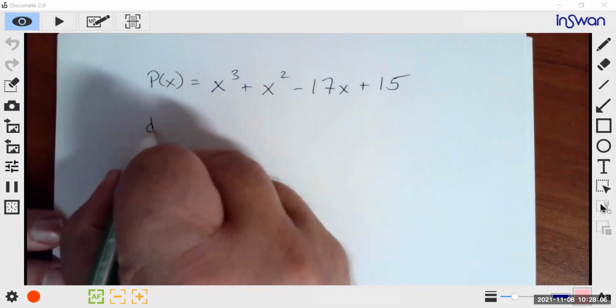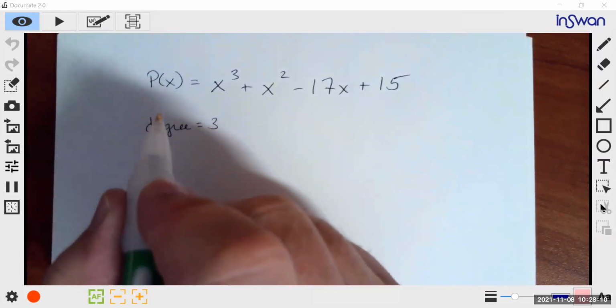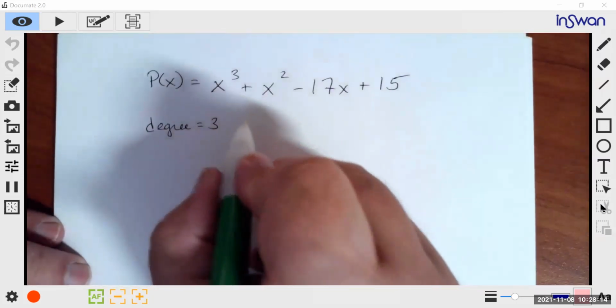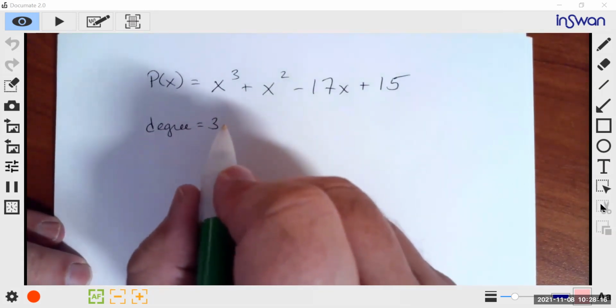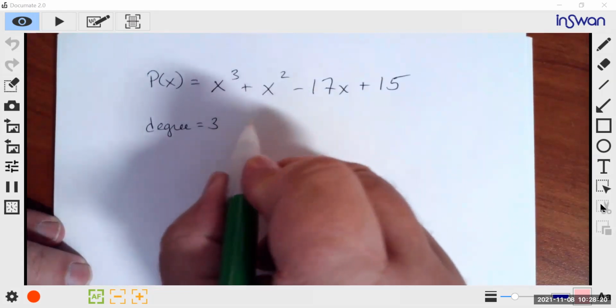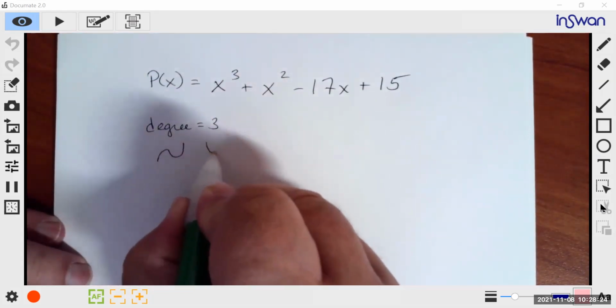The degree is 3. So what does that mean? Okay, yes, it is a cubic function. What does it tell me about the graph? Opposite ends. It's either going to be like this or like this.